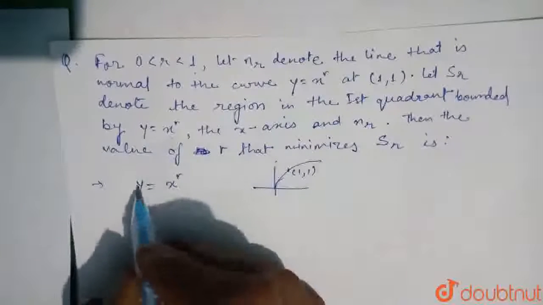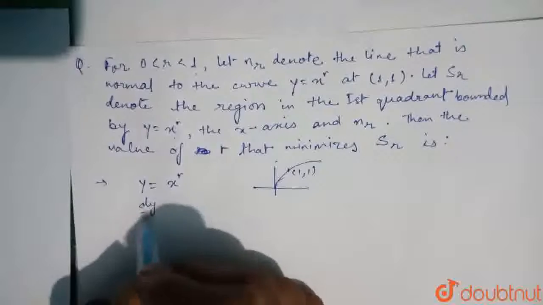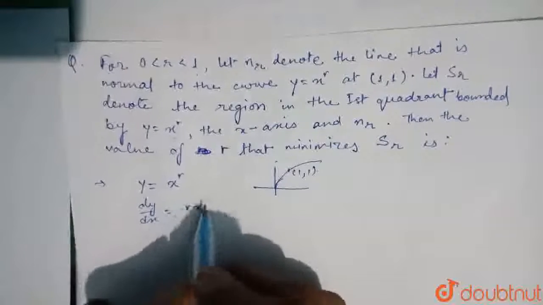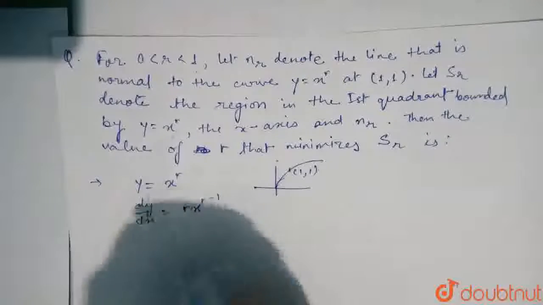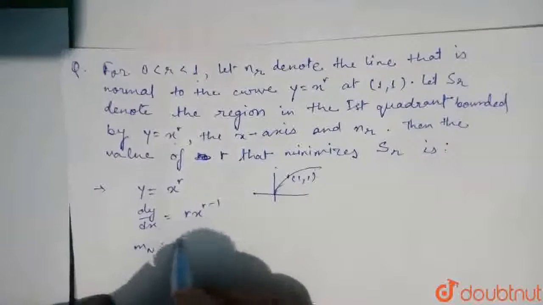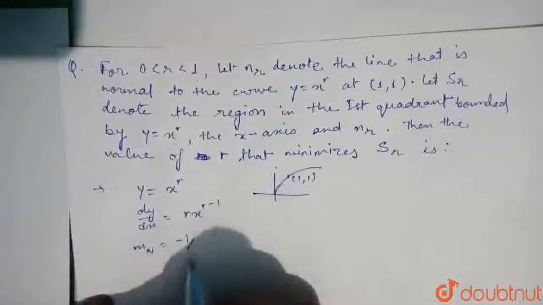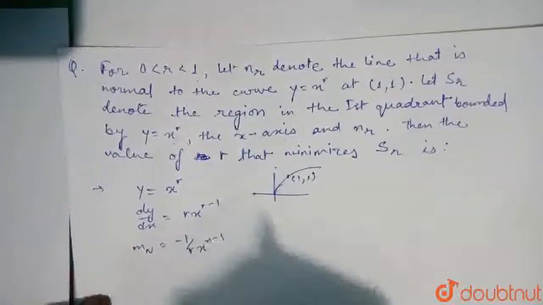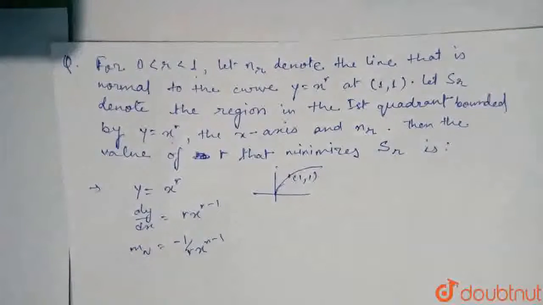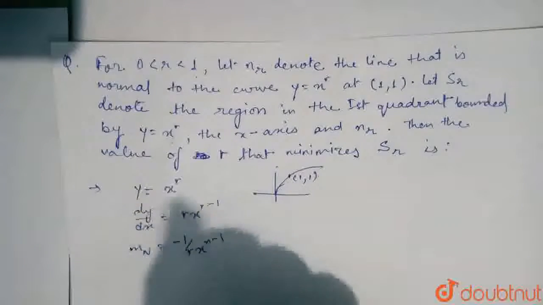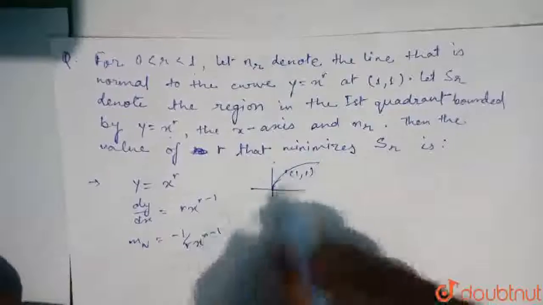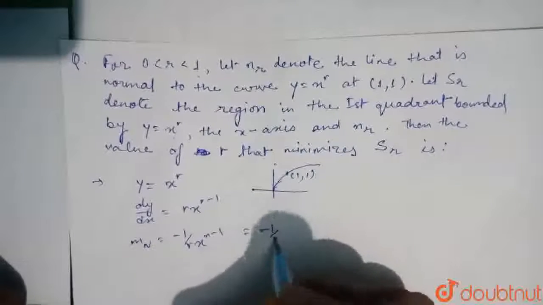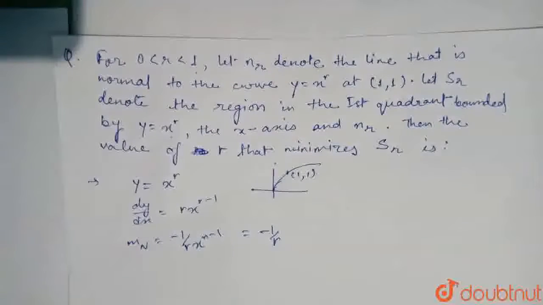What will be the equation of normal? So dy by dx will be equal to r times x to the power r minus 1. This is the slope of tangent. Slope of normal will be minus 1 upon dy by dx, that is minus 1 upon r times x to the power r minus 1. This is the slope of normal. At the point (1, 1), in place of x we put 1, so it will be minus 1 by r. So the slope of normal is minus 1 by r.